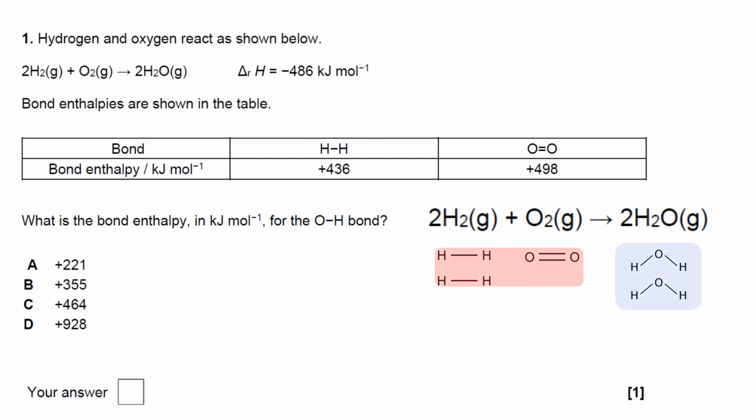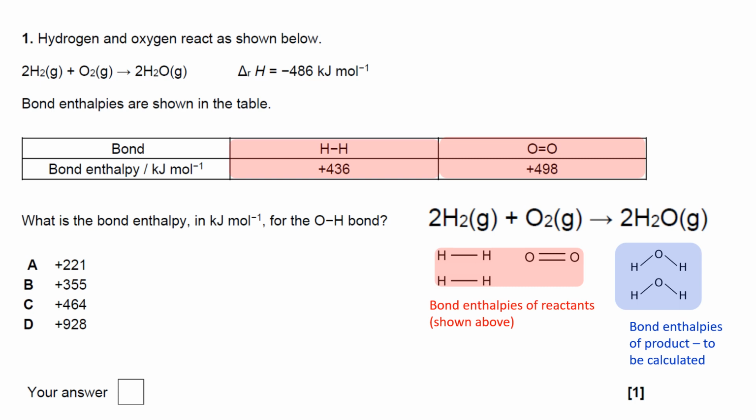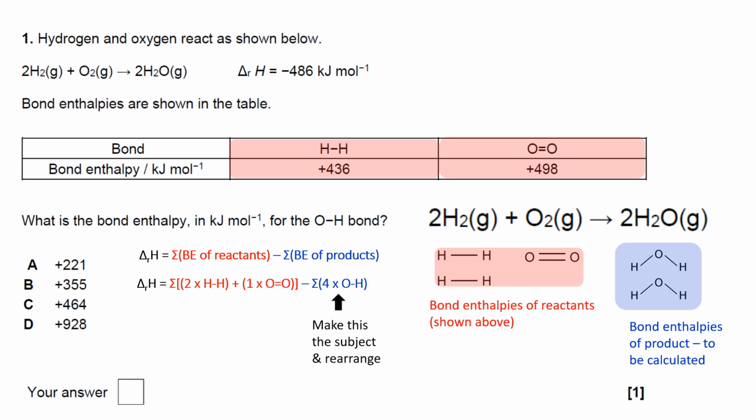So let's just separate our bond enthalpies into reactants that are given to us in the question and products that we're meant to work out. So I've color-coded the equation that I mentioned a couple of minutes ago. And I'm listing the bond enthalpies. And I'm going to make 4 times OH the subject.